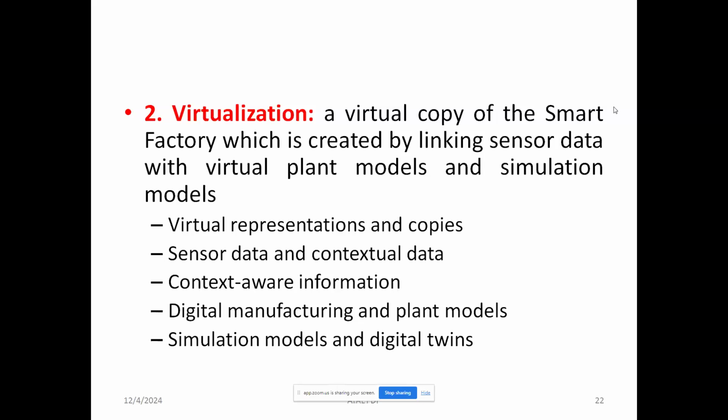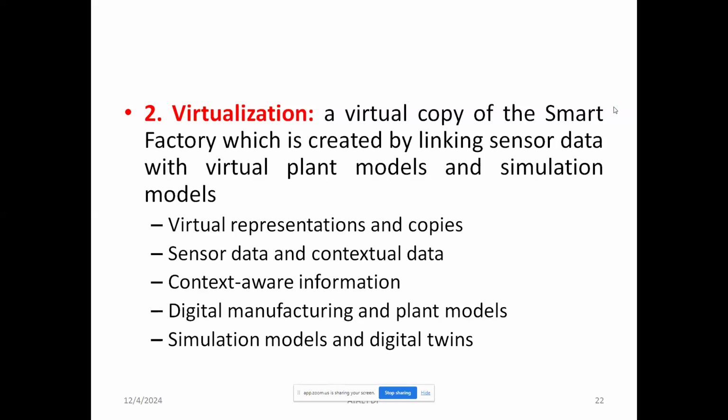So we have to first identify the layout of the smart factory along with the positioning of the various sensors which need to be integrated. Then only we are able to get the desired requirements fulfilled.